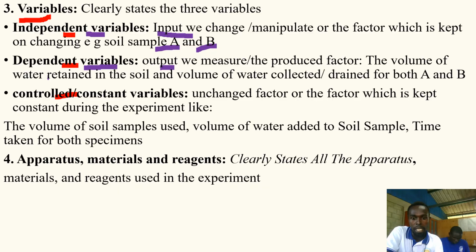I mean, you need to consider the volume of water retained. Let me actually highlight this one with red. The water, the volume of water retained. Then also, under the dependent variables, we are going to depend on the volume of water collected, or in simple terms, the volume of water drained in both soil samples.